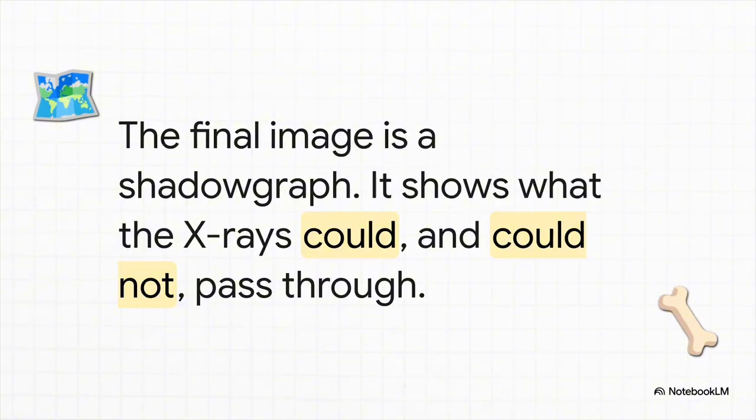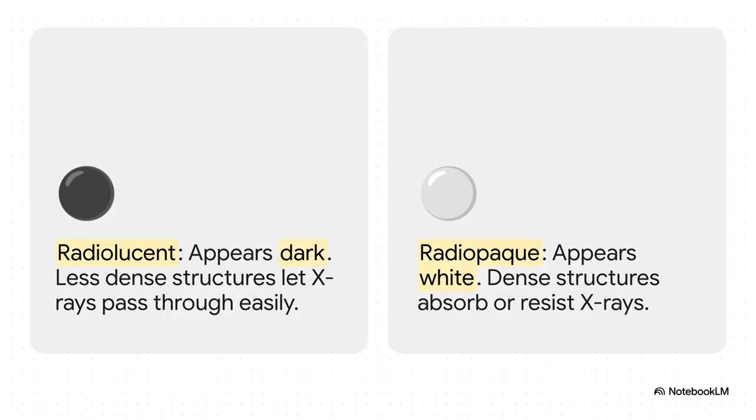The black, white, and gray areas you see are a direct result of how dense the stuff was that the X-rays had to travel through to reach the film. And we use two main terms to read this shadow map. First, you have radiolucent areas. These look dark or black. This happened where X-rays just sailed right through stuff that isn't very dense, like your gums, or unfortunately, a cavity.